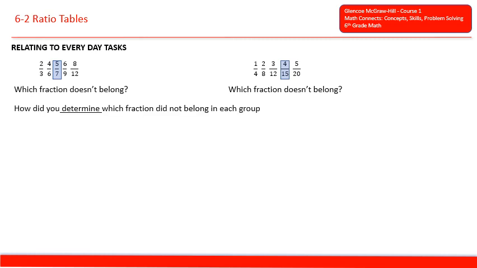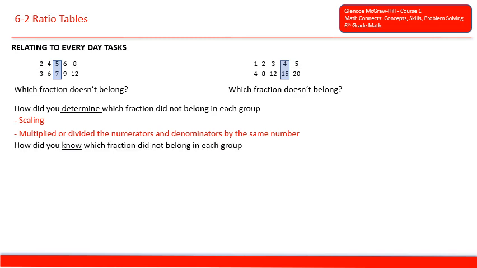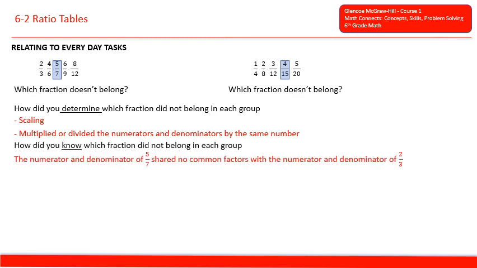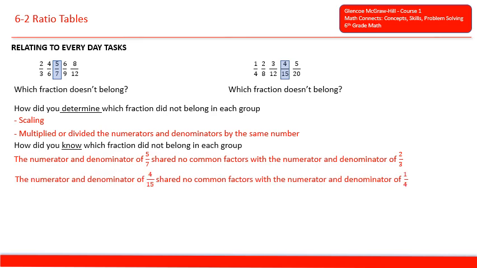And how did you determine which fraction did not belong in each group? By scaling. We multiplied or divided the numerators and denominators by the same number. How did you know which fraction did not belong in each group? The numerator and denominator of 5/7 shared no common factors with the numerator and denominator of 2/3. They were not equivalent. And the numerator and denominator of 4/15 shared no common factors with the numerator and denominator of 1/4. So they were not equivalent.